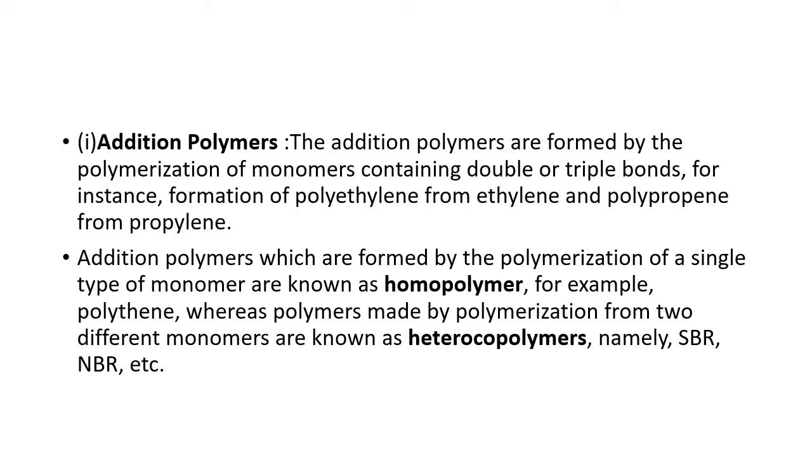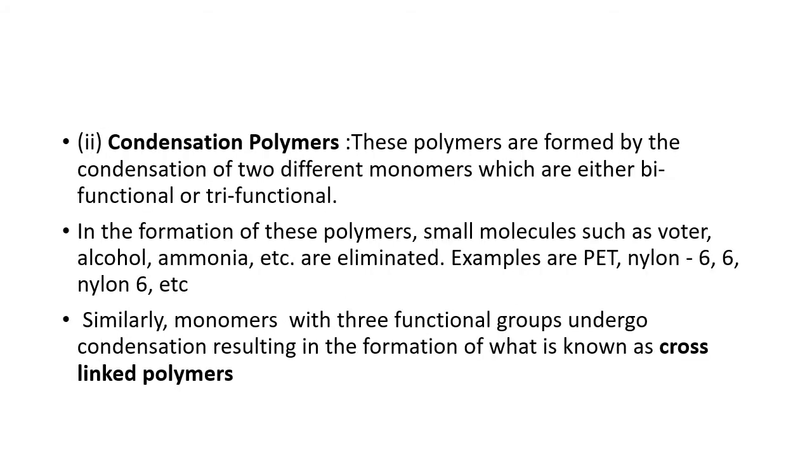Whereas polymers made by the polymerization of two different kinds of monomers are known as copolymers. Example, SBR, NBR. Now we come to the condensation polymers. These polymers are formed by the condensation of two different monomers which are either bifunctional or trifunctional. So in the formation of these polymers, small molecules such as water, alcohol, ammonia, etc. are eliminated. Examples are PET, nylon 6, nylon 6,6, etc.